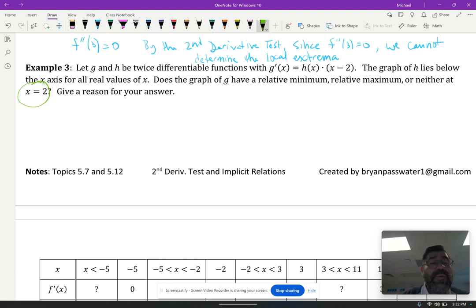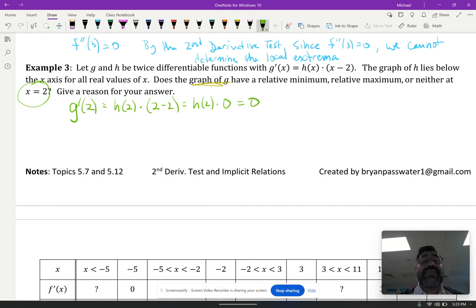So let's figure out, what do we need to know? Well, we need to know, do we have a critical point? Is x equals 2 even a critical point? Well, what do we get when we plug 2 into the derivative of g? Because remember, this is about g, the graph of g. All right, so let's plug in 2 into the formula, and we're going to get h of 2 times 2 minus 2, which is going to be h of 2 times 0, and that is 0.